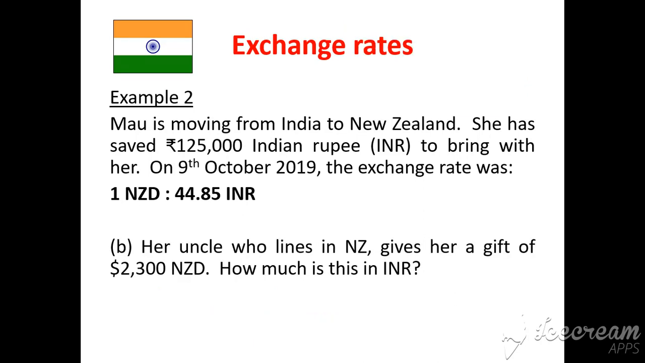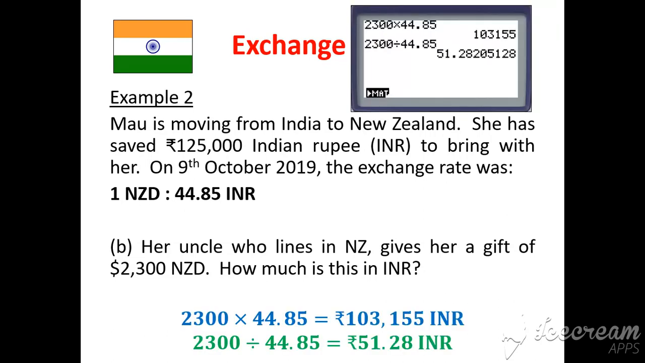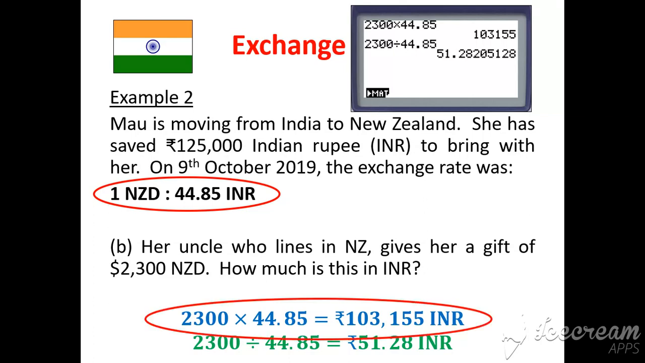Right, part B. Your uncle who lives in New Zealand gives you a gift of 2,300 New Zealand dollars. How much is this in Indian rupee? So once again, here are my two possible answers. And I go back up here. If I have 1 New Zealand dollar, I have a lot more Indian rupee. So therefore, if I have 2,300 New Zealand dollars, I will have a lot more Indian rupee, which is 103,155 Indian rupee.